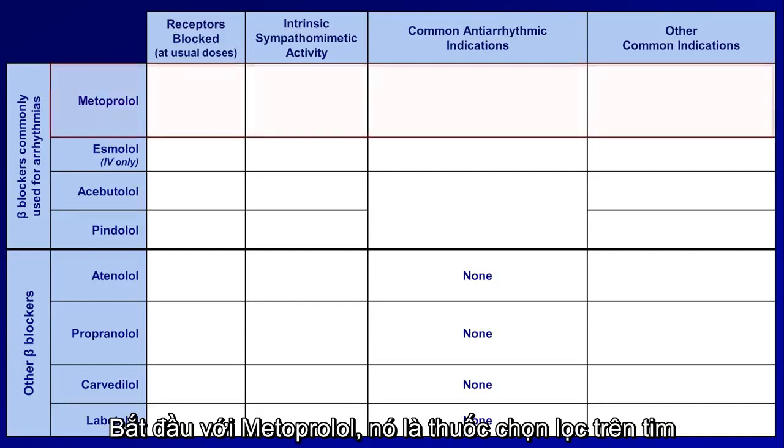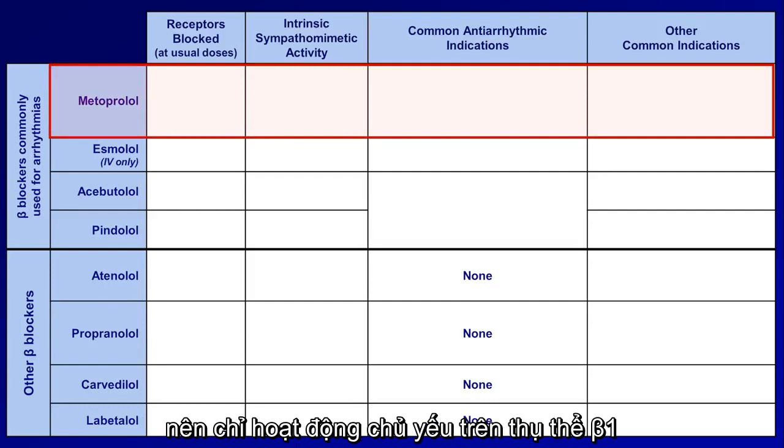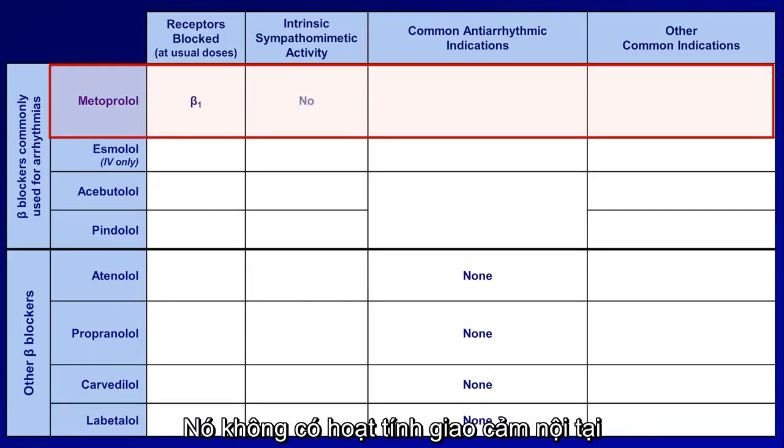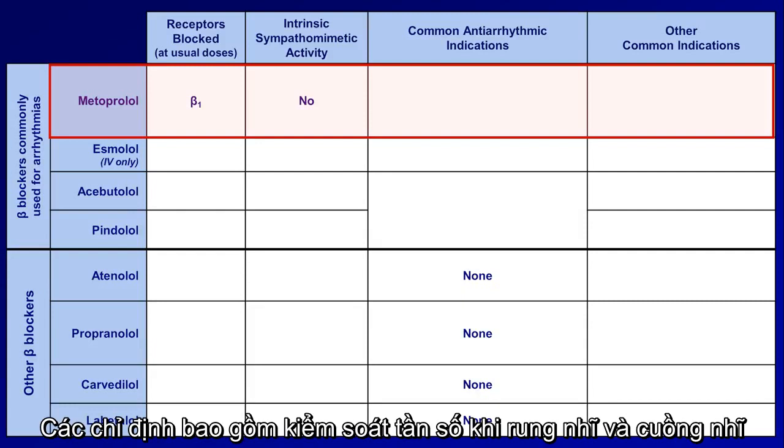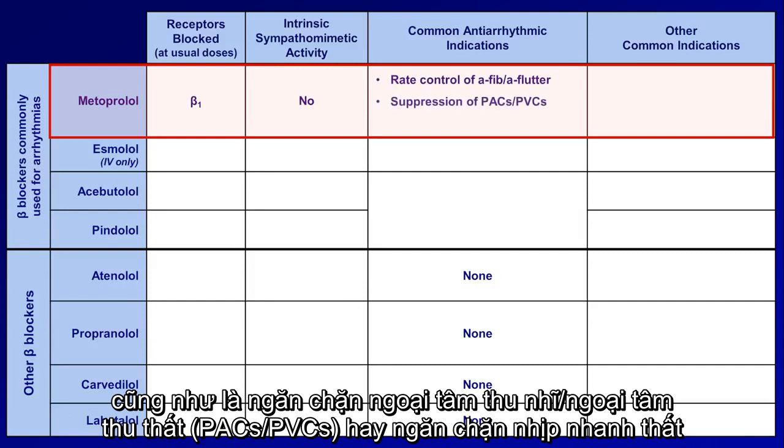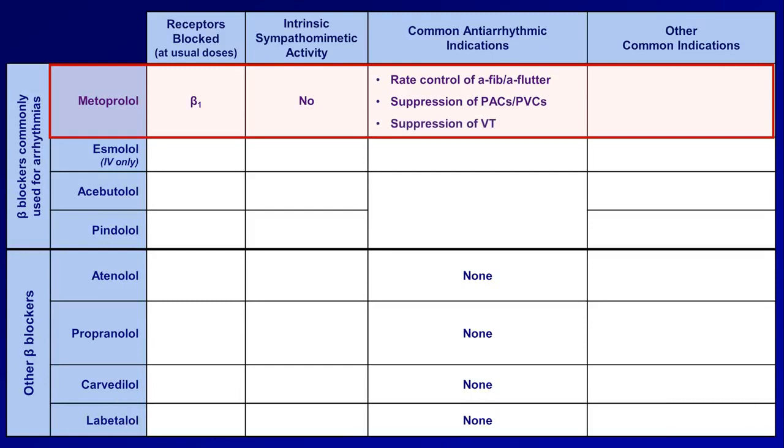Starting with metoprolol, it is cardioselective, so predominantly active only on beta-1 receptors. There is no intrinsic sympathomimetic activity. Metoprolol is the most common beta blocker prescribed as an antiarrhythmic. Its indications include rate control of AFib and aflutter, as well as the suppression of premature atrial and ventricular contractions, as well as suppression of VT.